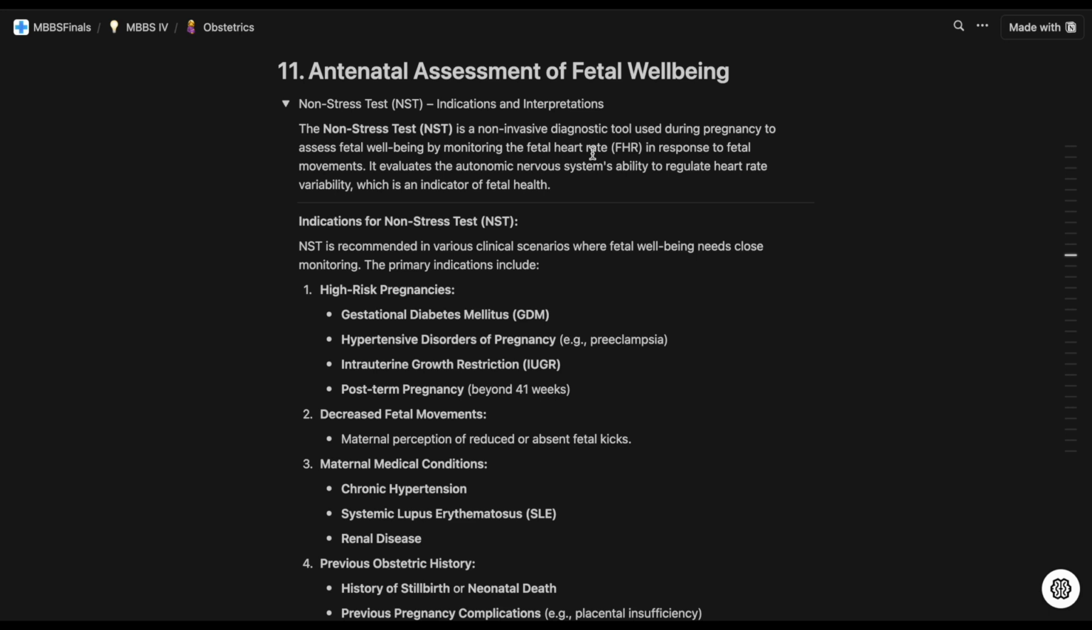At its core, the non-stress test monitors the fetal heart rate in response to movements. It helps us evaluate how well the baby's autonomic nervous system is functioning, which gives us insight into overall fetal health. A healthy baby should have heart rate variability, meaning the heart rate should change in response to movement. If it doesn't, that could indicate a potential problem.